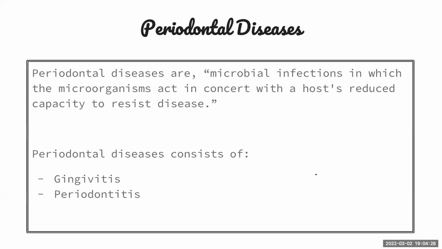Periodontal diseases are microbial infections in which the microorganisms act in concert together with the host's reduced capacity to resist disease. That is a classic definition. It doesn't say anything about apical migration of the junctional epithelium, but it's a microbial infection that works with the host's capacity to resist disease. So can you see how you can pick out words here? This is something you may have never seen before, and they're going to have to add, and you might get, is this a true or a false statement?